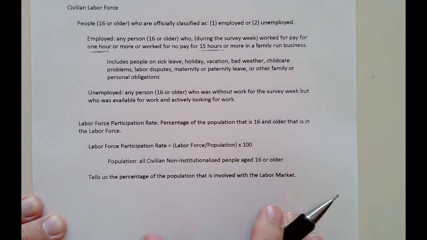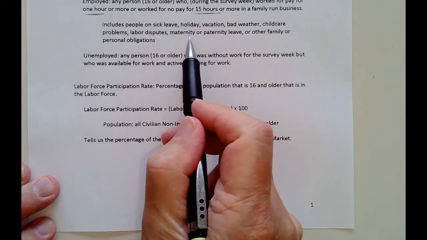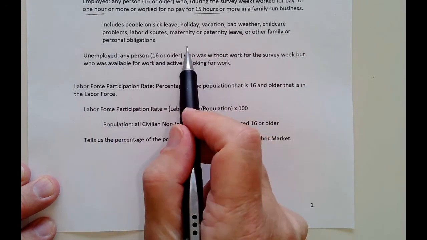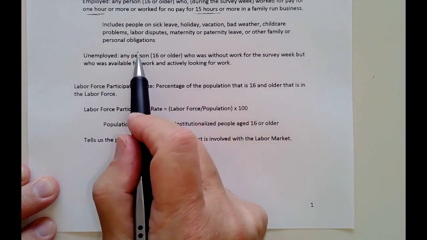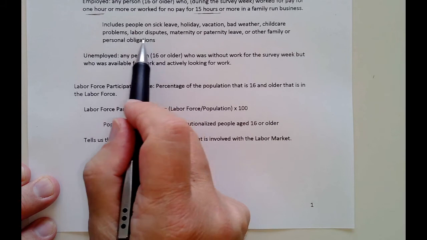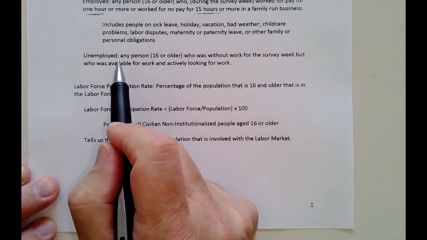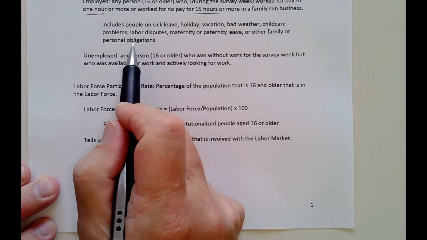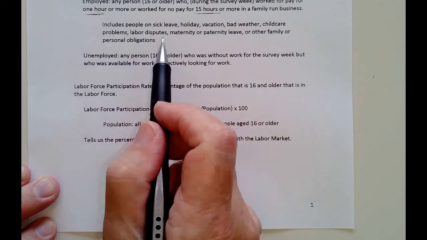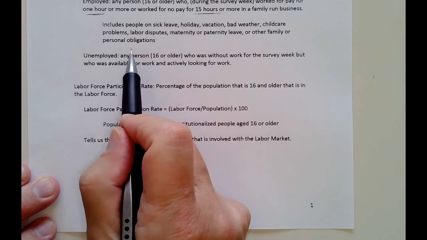It includes people who are on sick leave, holiday, vacation, bad weather, childcare problems, labor disputes, maternity or paternity leave, or other kind of family or personal obligations. This all makes sense to me, except maybe the labor disputes. If you have all these other kinds of leave, vacation leave, holiday leave, you have a job to come back to. If you're in a labor dispute, a strike, that job may or may not be there after the dispute is over. But nonetheless, that's how the Bureau of Labor Statistics looks at people who are considered employed.